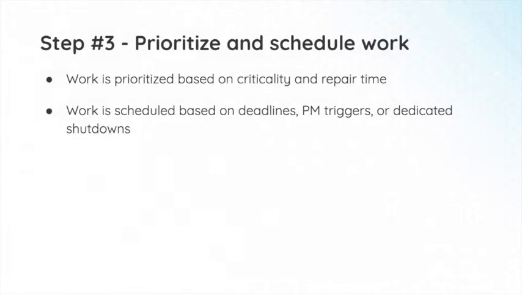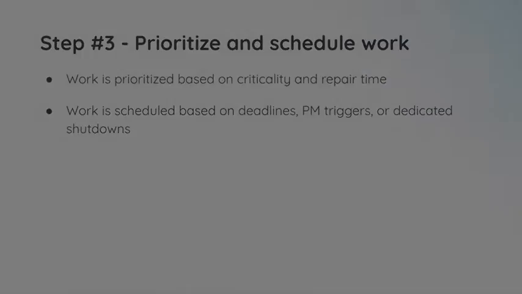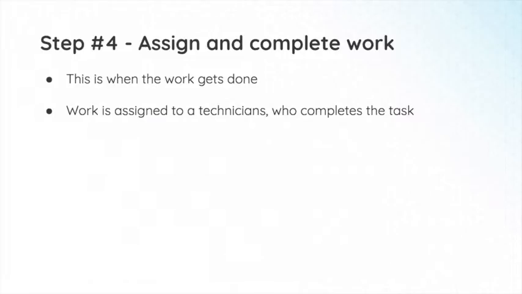Step 3 is to prioritize and schedule the work. Work orders are prioritized based on criticality and repair time, and are scheduled based on set deadlines, a maintenance trigger, or dedicated blocks of time. Step 4 is to assign and complete the work order. In other words, this is the step where the work gets done. It's assigned to a technician who completes the task.